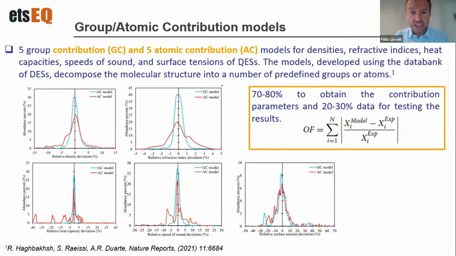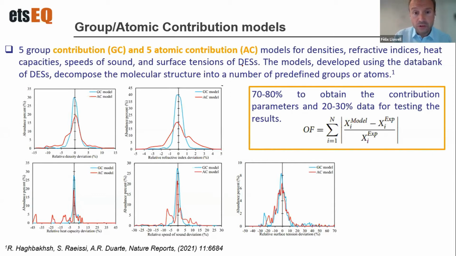The idea was just to try to get a database as large as possible and build a correlation based on two terms that were biased through a particular weight. It was quite an empirical model where the molecular structure was decomposed in predefined groups or atoms. Surprisingly, even if the methodology is relatively simple, the results were very good, obtaining a good description of most molecules.